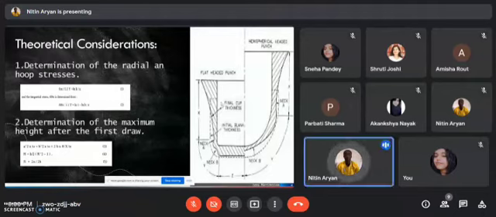Let us now see the theoretical considerations taken in the deep drawing process. First one is determination of radial and hoop stress. As the punch starts to press the blank downward through the die opening, the outer radius of the blank decreases continuously throughout the drawing process. And at an instant, assuming frictionless drawing condition for simplicity, the radial stress σRx at any radius x is determined from the following equation.